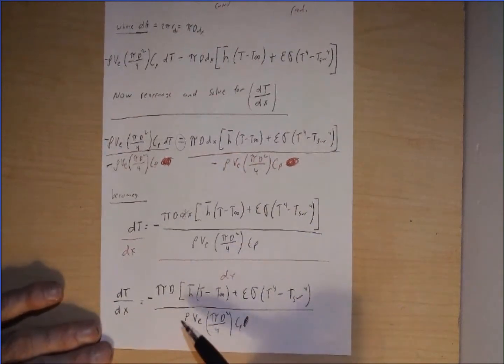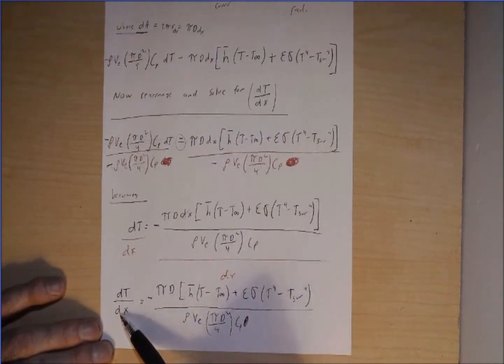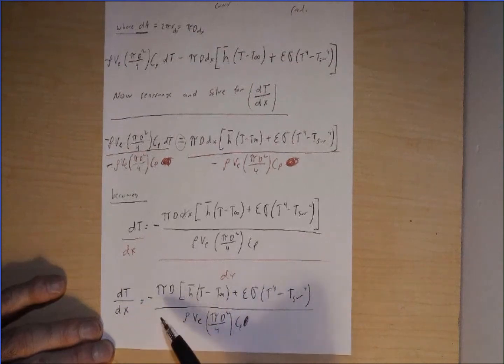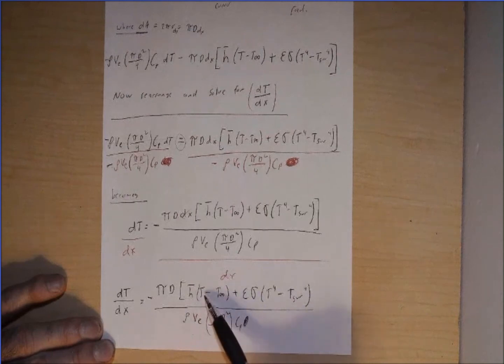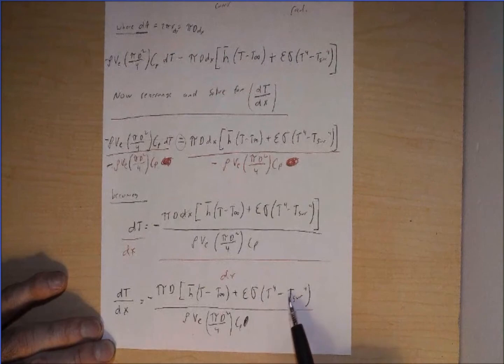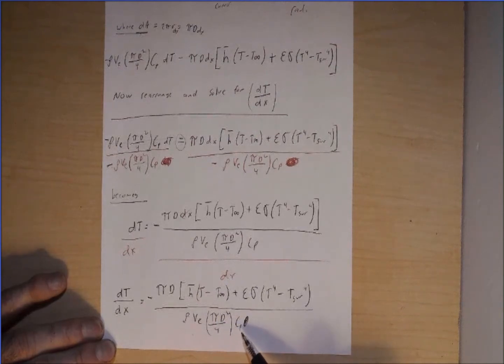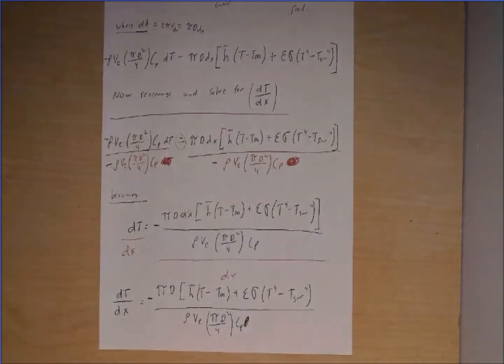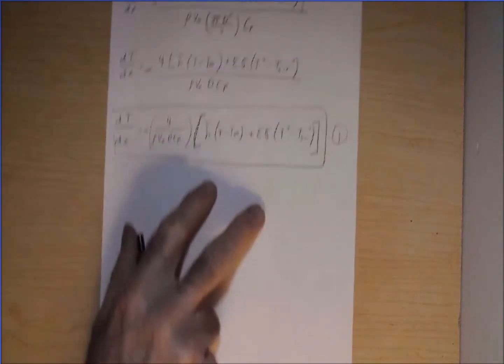We can simplify this down and we end up with this expression here that dT over dx, or our differential equation of temperature with respect to distance, is equal to negative pi d times our h bar times the temperature differential of T minus T infinity plus epsilon sigma times T to the 4th minus T surround to the 4th, all over this rho VE times our pi d squared over 4 times our specific heat Cp. So this gives us that form there. Now there's a couple things, if we look at that, we can simplify down a little bit further that will cancel out. So that's our next step in this process for part A here, is to simplify that down. And that's what we have here now.